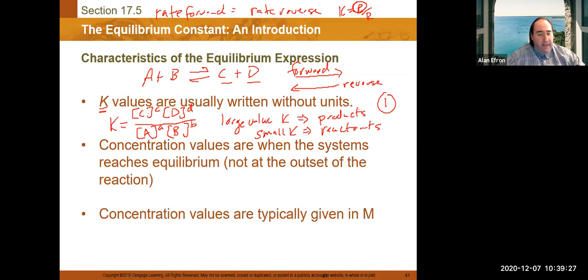Another important thing about K is, as it says here, it is actually unitless. So when we give the value of K or see the value of K, it is just a number. It has no units associated with it. And it's kind of a nice thing.